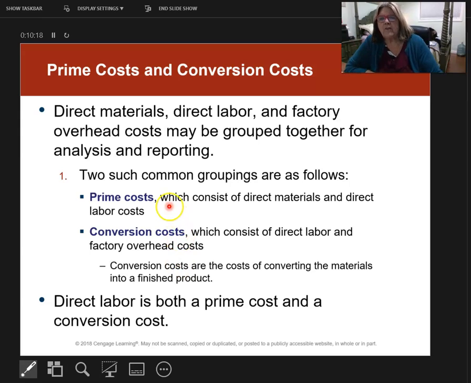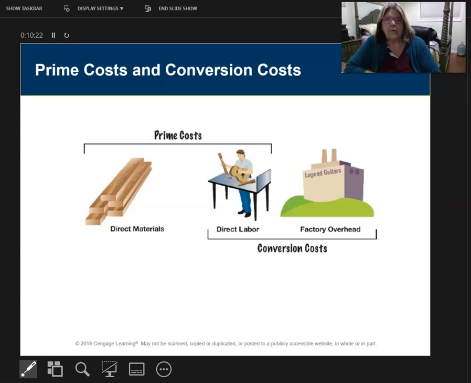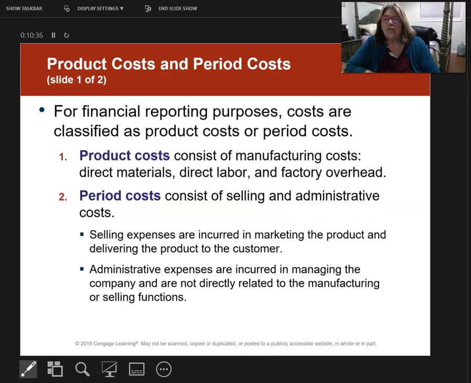So just so you know, these are prime and conversion costs. Let me give you a little drawing example. Here's my prime cost, and here's my conversion cost. Again, direct labor fits into both categories. We have a few more costs we need to get through: product cost and period cost. This is only for financial reporting.